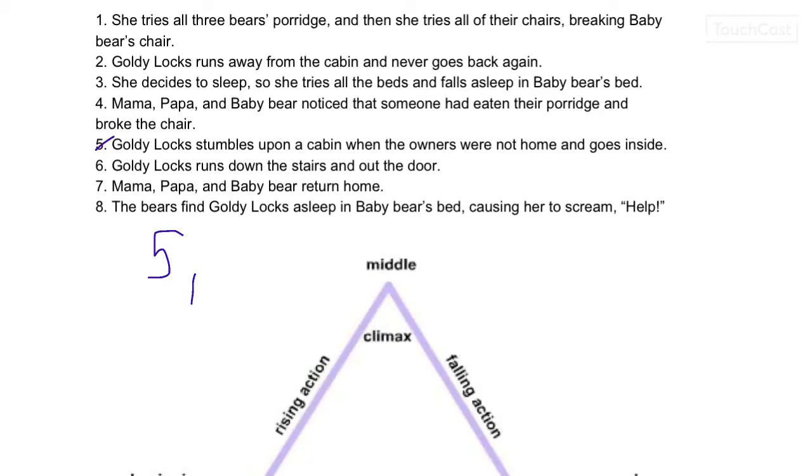Then what does she do in the house? First thing, she tries all of their porridge, and then she tries all their chairs, and she breaks the chairs. Number 3, she decides to sleep, so she tries all their beds and falls asleep in Baby Bear's bed. Number 7, Mama, Papa, Baby Bear come home. Number 4, Mama, Papa, Baby Bear notice that someone has eaten their porridge and broken the chairs. Number 8, the bears find Goldilocks asleep in Baby Bear's bed, causing her to scream, "Help."